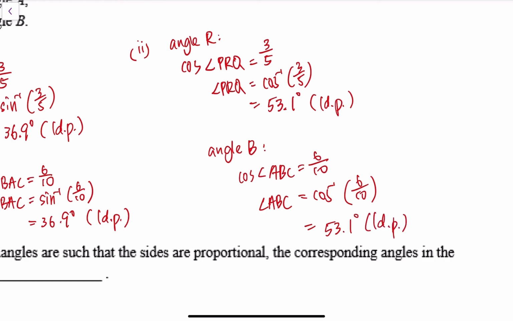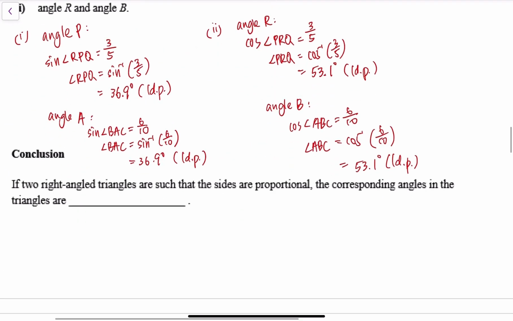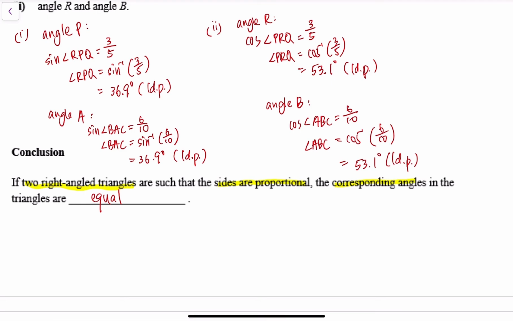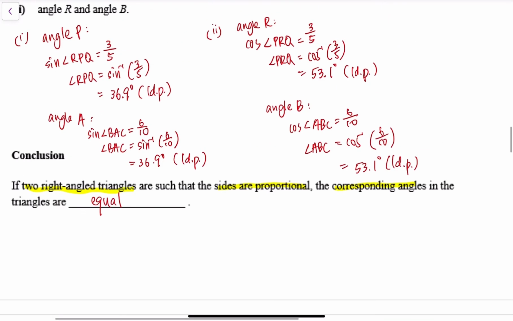Now the conclusion here is that if two right angle triangles are such that the sides are proportional, then the corresponding angles will be equal. They are going to be exactly the same. So this is the conclusion I'm going to draw. Right, next video I will move on to example 3 and we'll look at the application of trigo ratio.